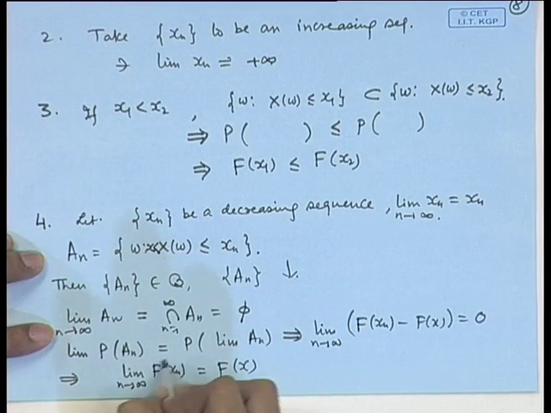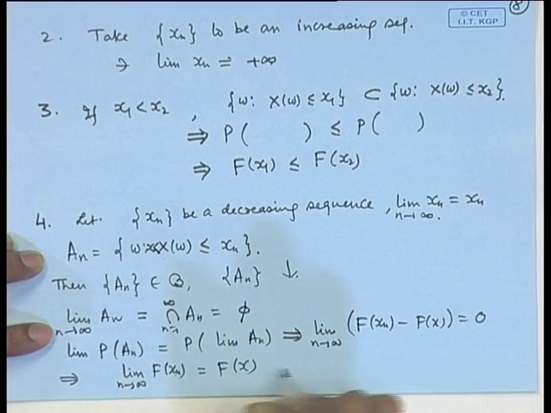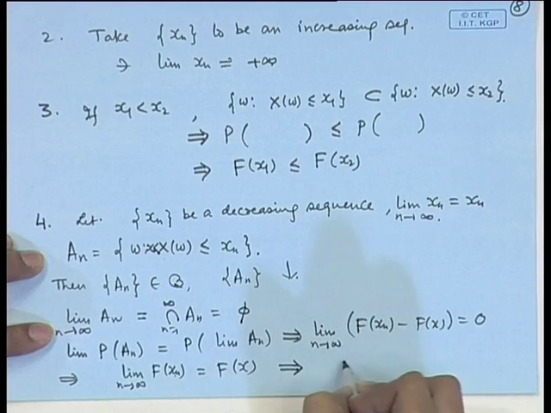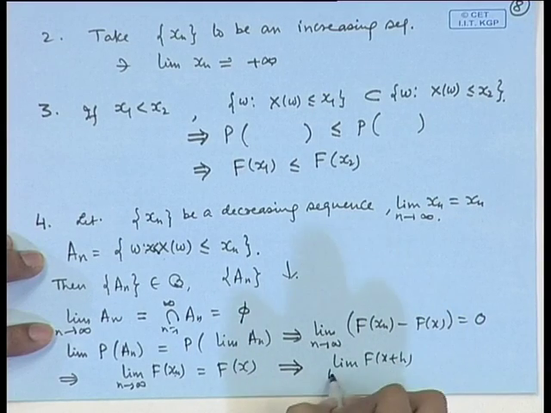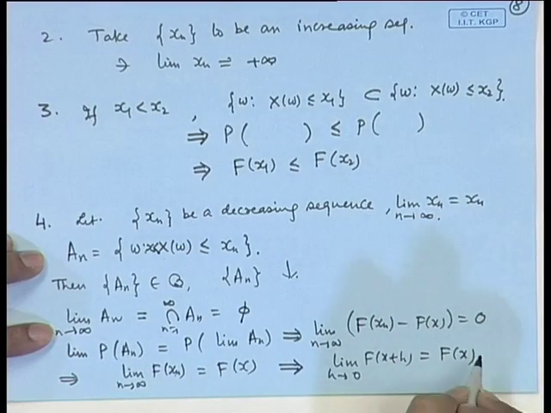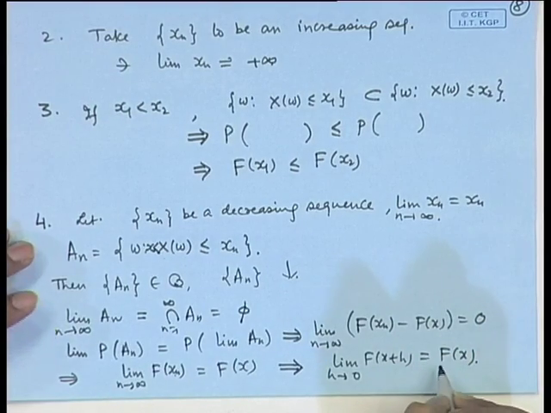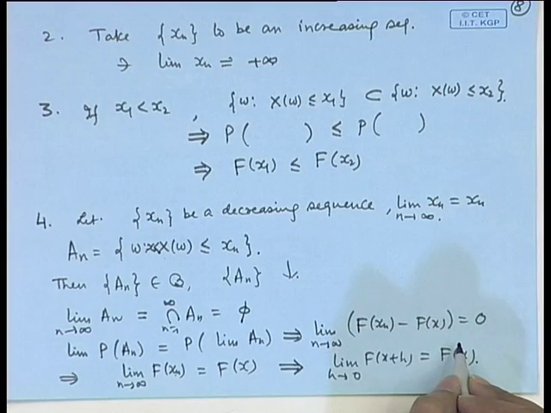Now, here x_n was any sequence which was decreasing to x, that means a sequence from the right side of x. Now, if it is true for any arbitrary decreasing sequence to x, then this implies that limit of F(x+h) as h tends to 0 must be equal to F(x). This proves that the function F is continuous from right.